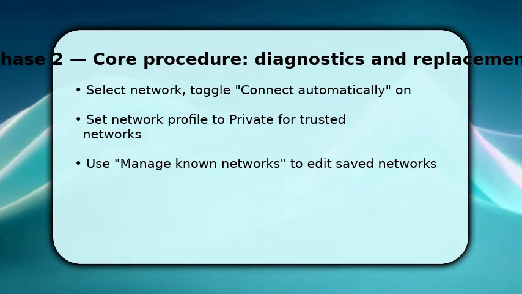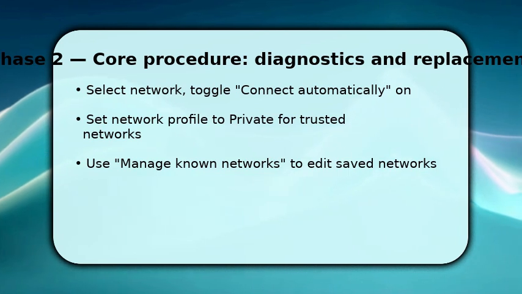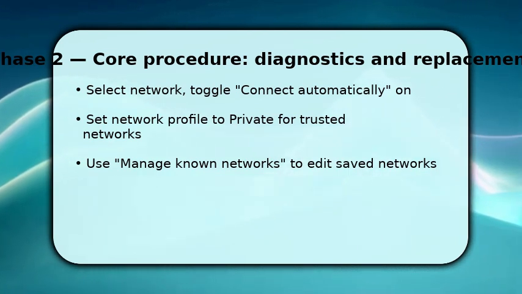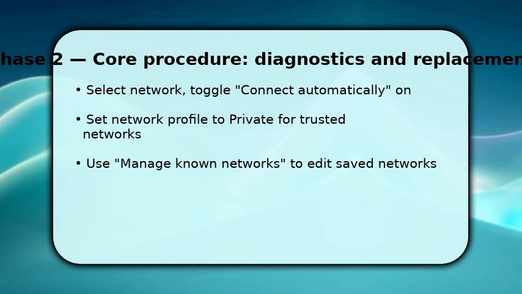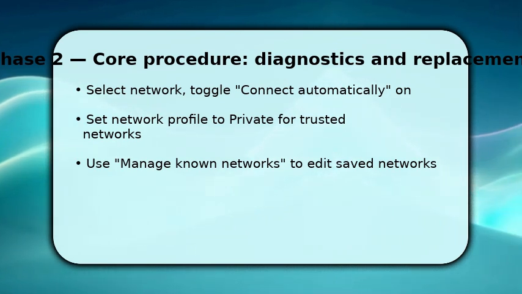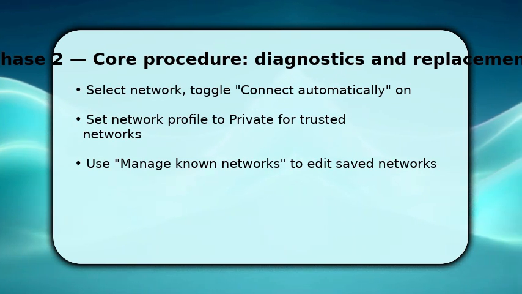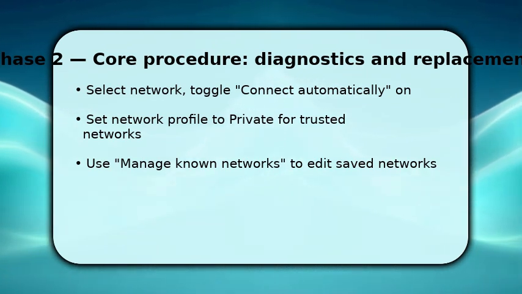Public keeps more restrictions. If you need to configure multiple networks, open Manage Known Networks, pick each SSID, and edit properties. This is where you can forget or prioritize networks, so the system attempts your preferred SSID first.